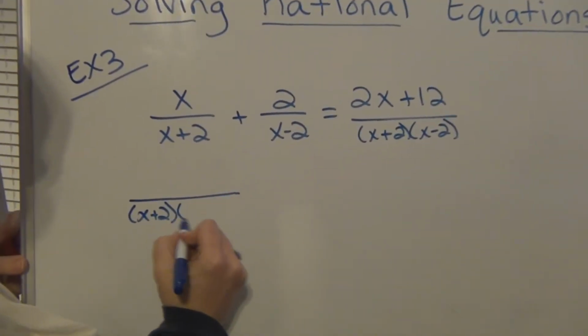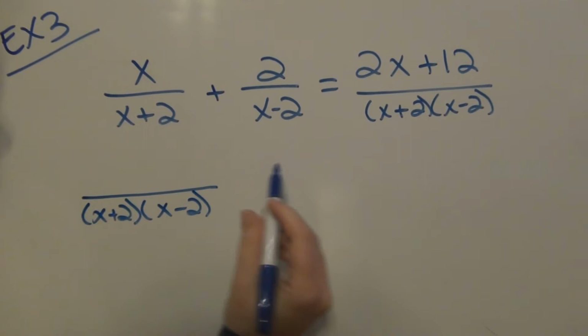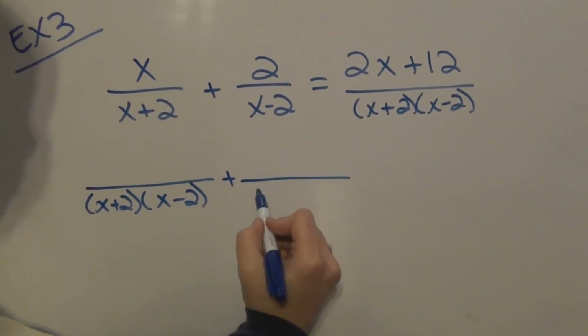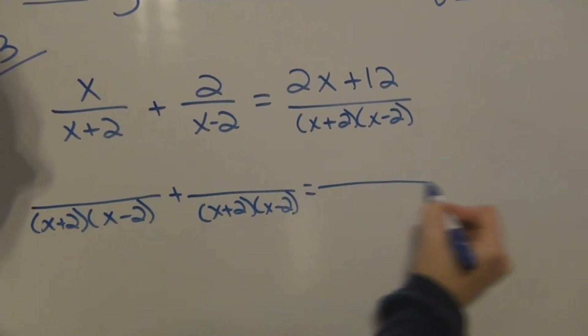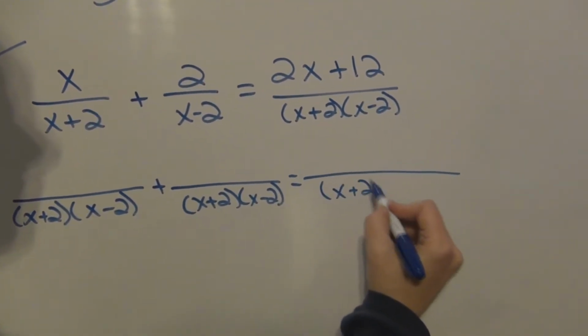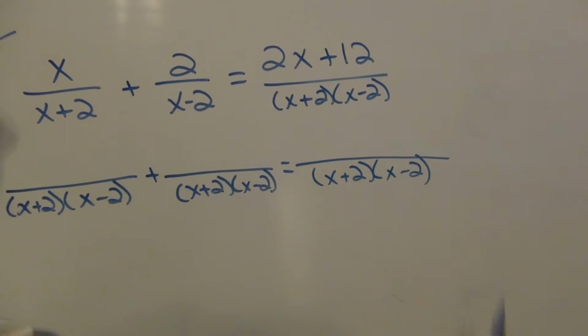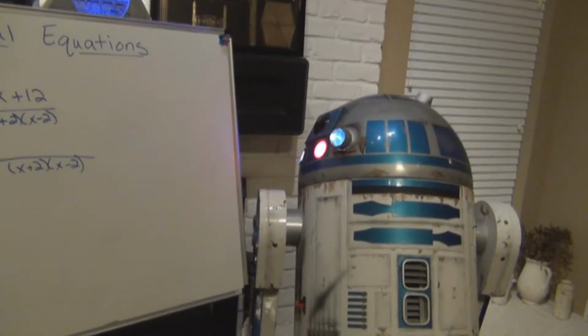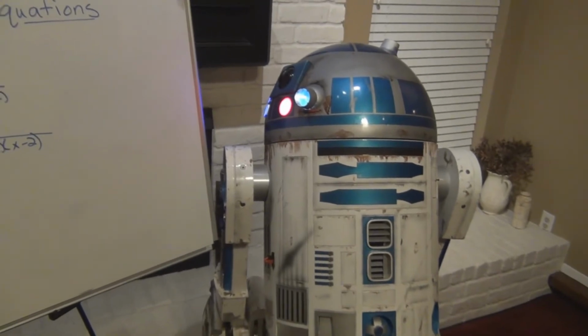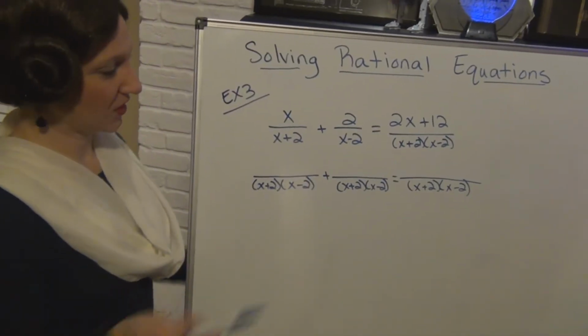I'm going to have this be x minus 2, x plus 2 times x minus 2. This one be x plus 2 times x minus 2. And this one is already there. All right, so I know that is a big common denominator, R2, but that's what we got to do to get them all to be the same.